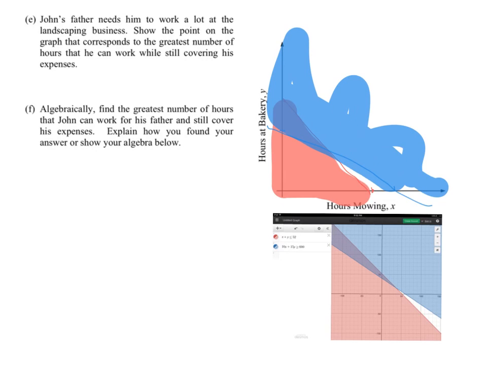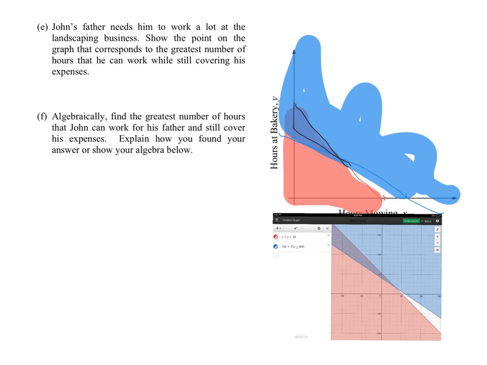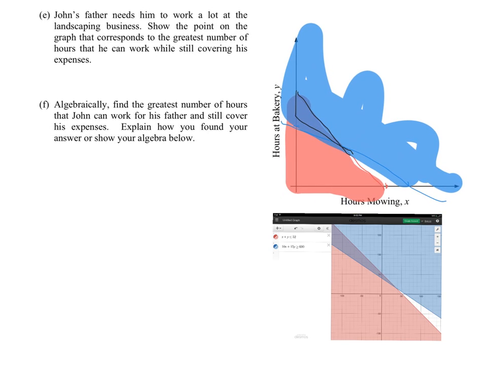So the double covered area is in this little triangle right here. So John's father needs him to work a lot at the landscaping business. Show the point on the graph that corresponds to the greatest number of hours that he can work while still covering his expenses. So the greatest hours would be as far right as you can get, because on the right is the mowing. So the farthest right we can go would be right here.